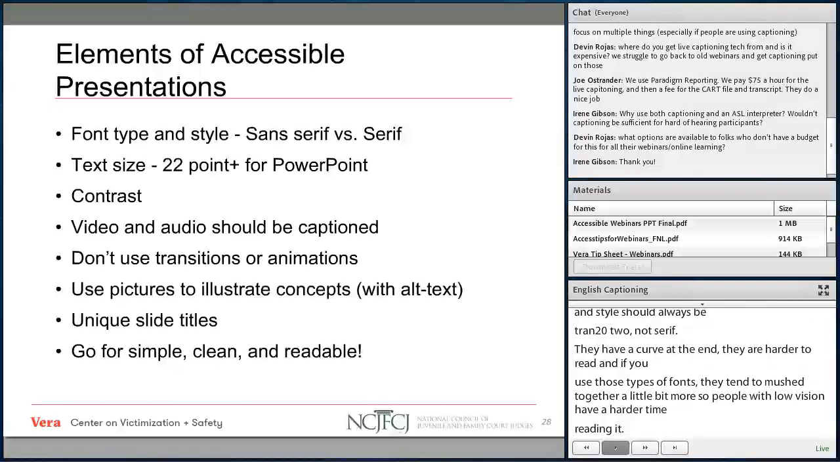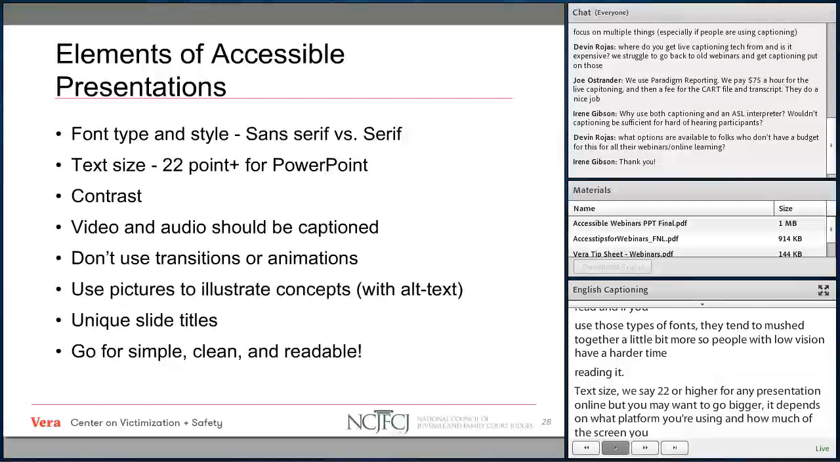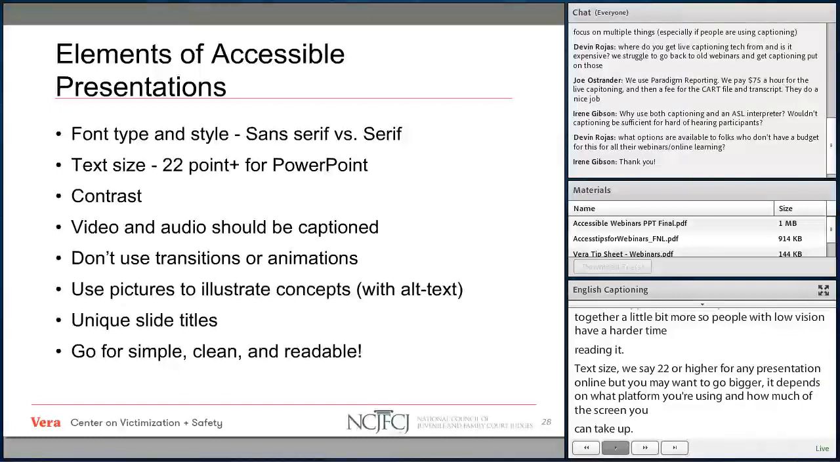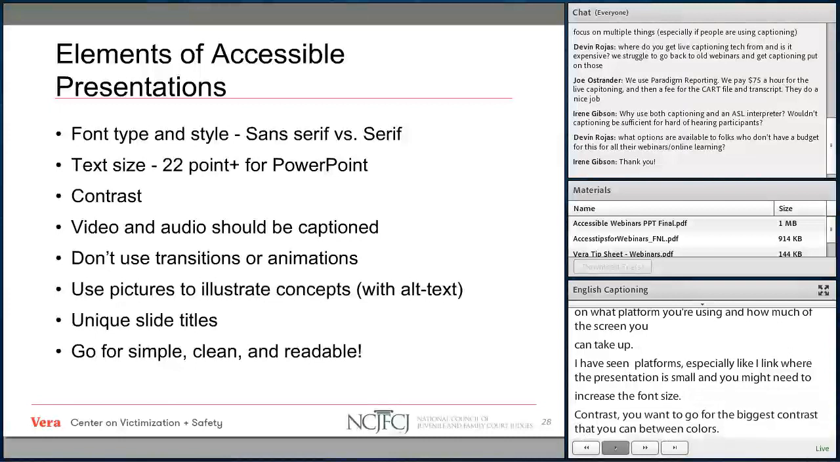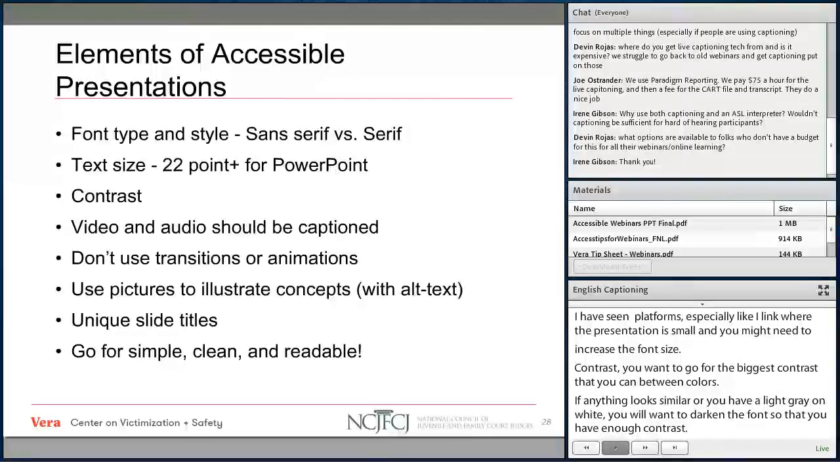I have seen platforms, especially ones like iLink, where the presentation itself is very small, and so you might need to increase the font size to accommodate for that. Contrast, you want to go for the biggest contrast you can between colors. So if anything looks remotely similar or you have a light gray on white, then you're going to want to darken your font so that you have enough contrast so that it's legible. There are contrast checkers online, and they are listed in the back of the PowerPoint, so you can download the materials box and get links to all of these helpful tips.